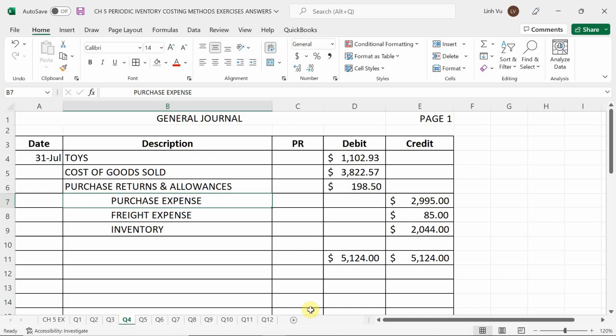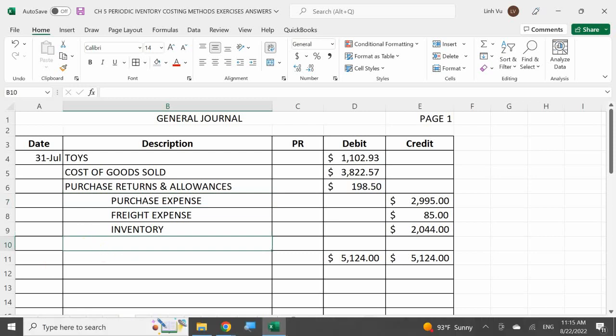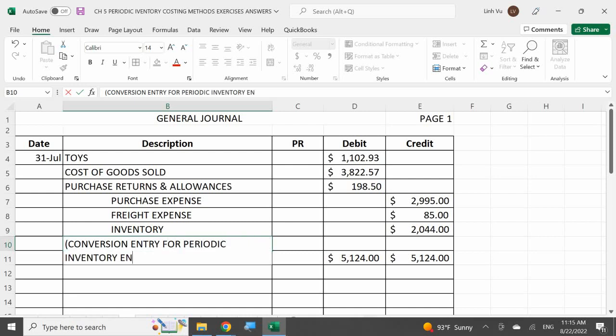into my toys. But I sold 2,250 units or something like that, right? So therefore, I need to put that all into my cost of goods sold. So that's the idea there. And I also had beginning inventory of 1250 that I carried over because I only purchased 1,700 units. Okay, so that's how we have to treat this. Okay, and the last thing I'm going to do here is conversion entry for periodic inventory, ending balance of 600 toys.